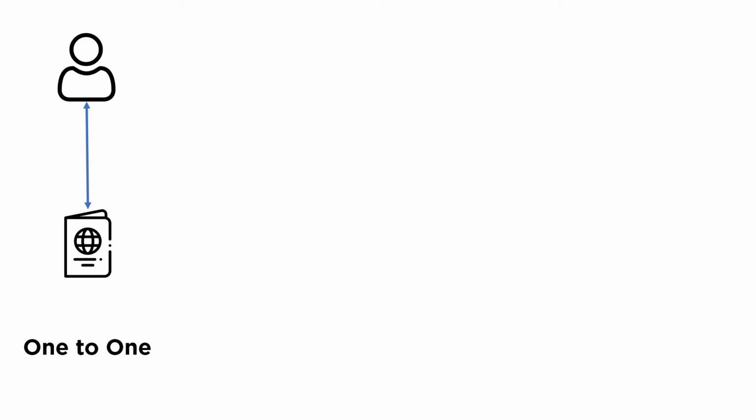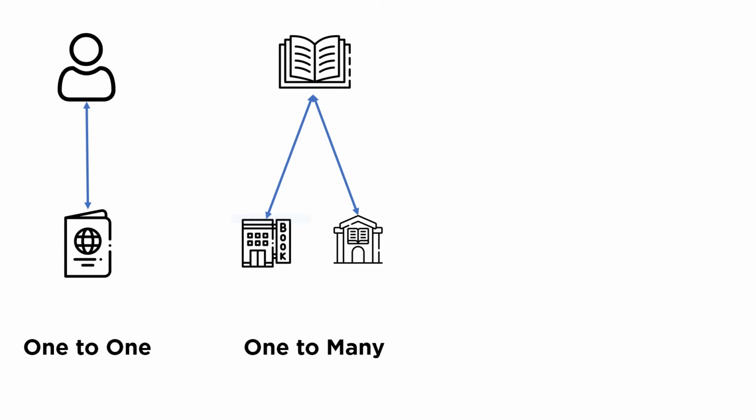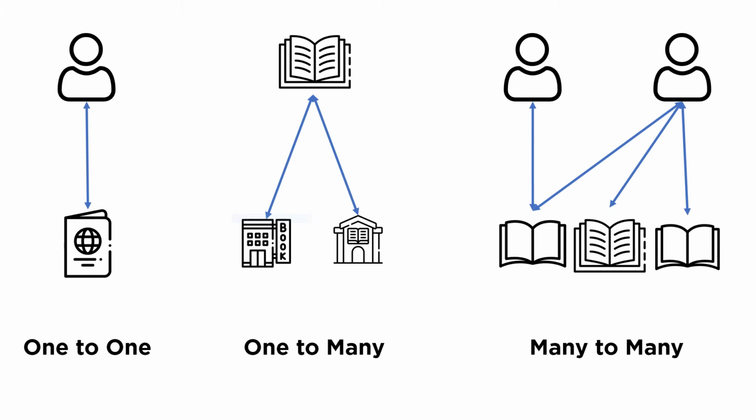Another type is the one-to-many relationship, and an example would be a book publisher and a book. A book publisher can publish multiple books, but a book can be published by a single book publisher. And the last one is the many-to-many relationship, and an example would be an author and a book. An author can write multiple books, and a book can be written by multiple authors.